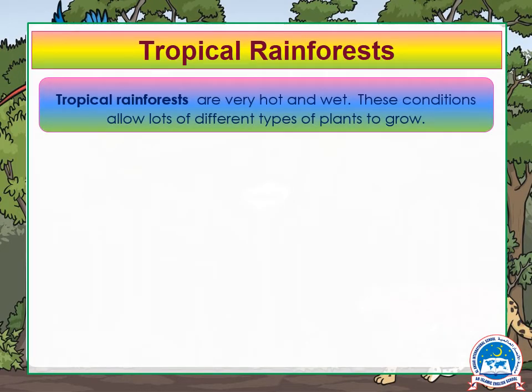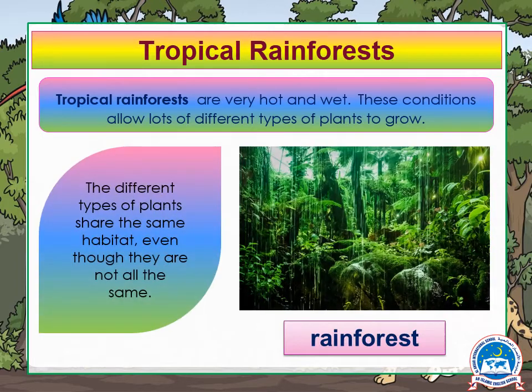Tropical rainforests are very hot and wet. The conditions in this rainforest are different at different times, which allows different types of plants to grow during different times. Not only plants, there are different types of animal that are native to this habitat. Different types of plants share the same habitat even though they are all not the same.